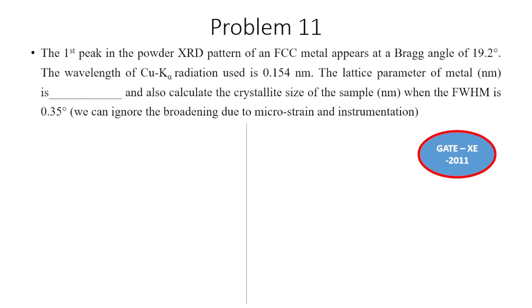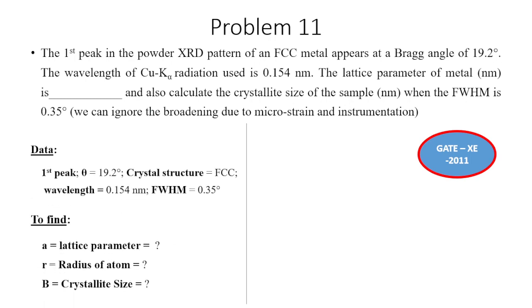Now we'll come to this problem. The first peak in powder XRD of an FCC metal appears at a Bragg angle of 19.2 degrees. The wavelength of copper K alpha radiation used is 0.154 nanometers. The lattice parameter of the metal is dash. Also calculate the crystallite size of the sample when the full width half maximum is 0.35 degrees. Does anybody know how to approach this?